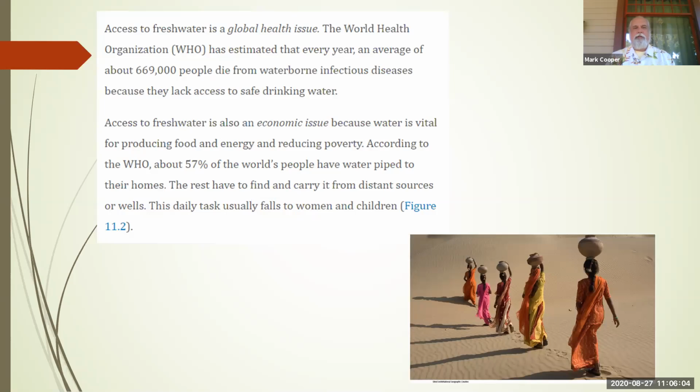Don't memorize all of this, but the amazing thing is that 57% of the world have water piped to their homes. So there's over 40% that don't. We take that for granted here in the United States. The number here that I do ask on the study guide is how many people die from infectious diseases. That's 669,000 people who on average die just because of lack of safe drinking water. We find ourselves here in the United States very lucky in that regard.